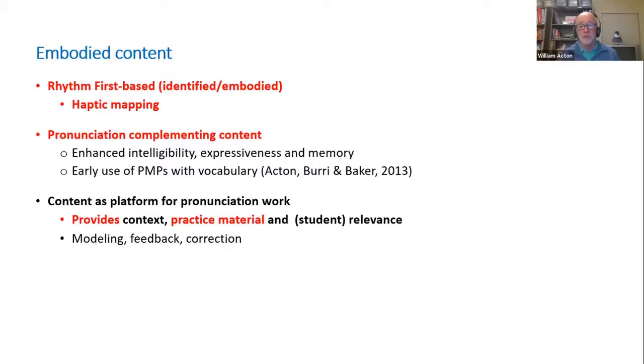So in other words, we're going to try and use the classroom materials that we have already. I mean, we can always bring in extra pronunciation drills and things, but the idea is that content gives us practice material. We can practice with the material, and the students see it as more relevant, obviously, because it's right within it. And it's also, as always, teaching must be in context, as Amanda said. And again, same thing for modeling, feedback, and correction if you're working with pronunciation work.